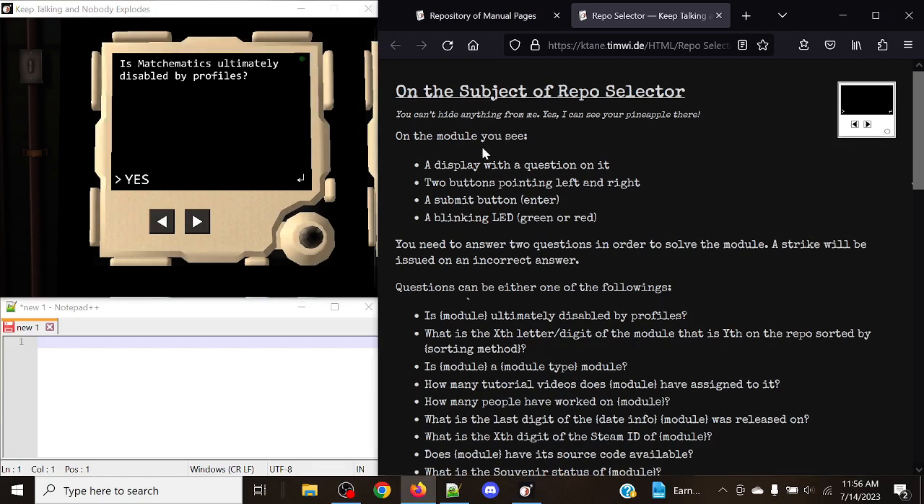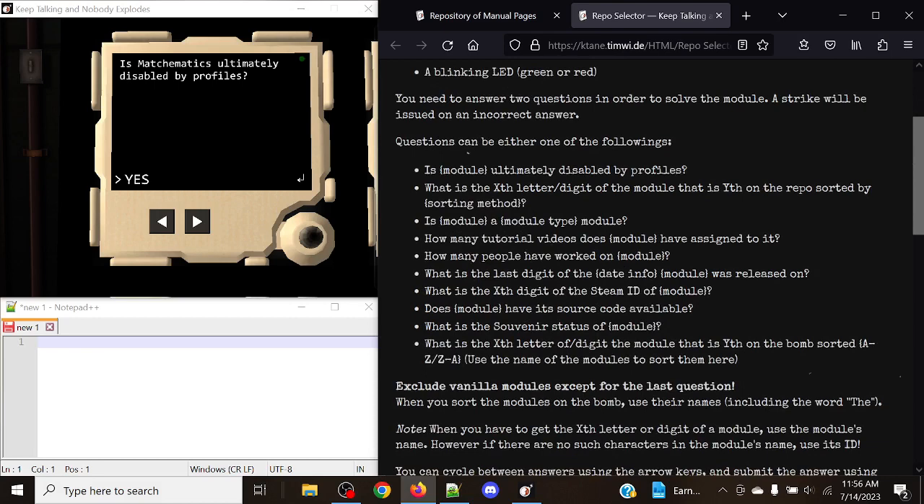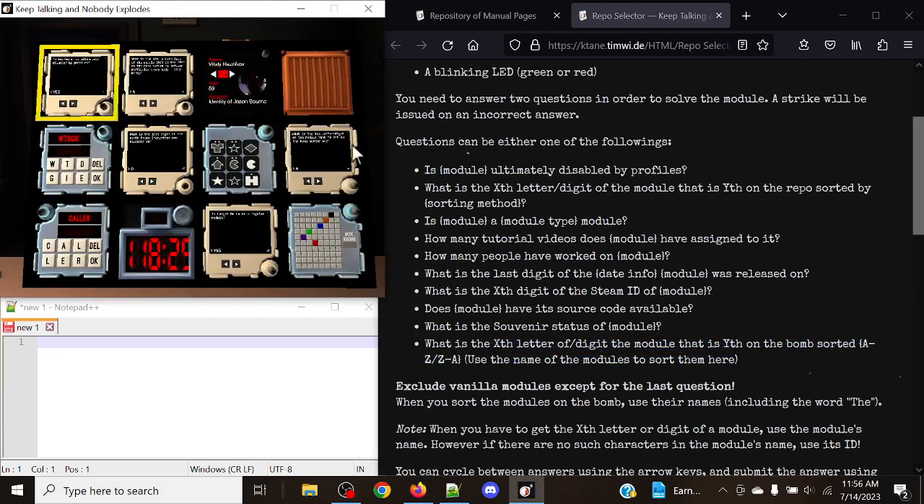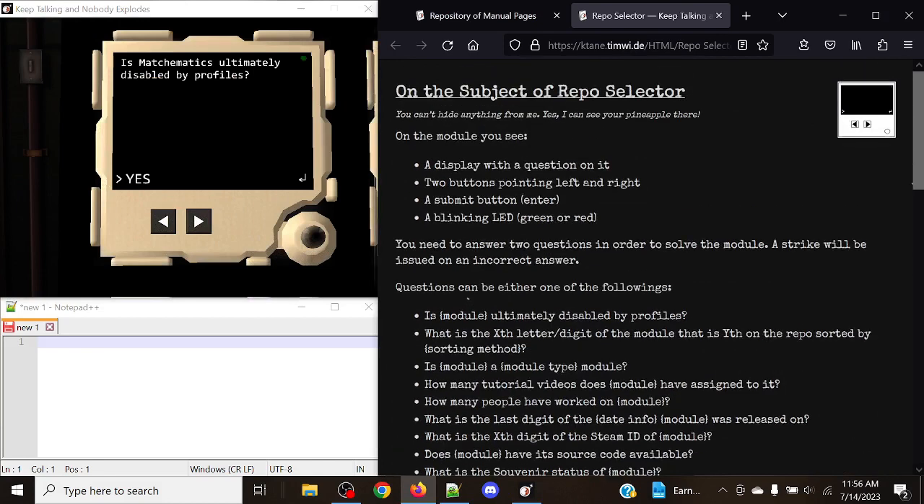For example, profiles, whether you have it enabled or disabled, and I guess what's the exit letter of the YF module sorted on this specific bomb. That's the reason why I have some other modules, in case that question does appear, because we're going to have to sort the modules that are on the bomb itself sometimes. So, what we have to do here is answer two questions in order to solve the module.